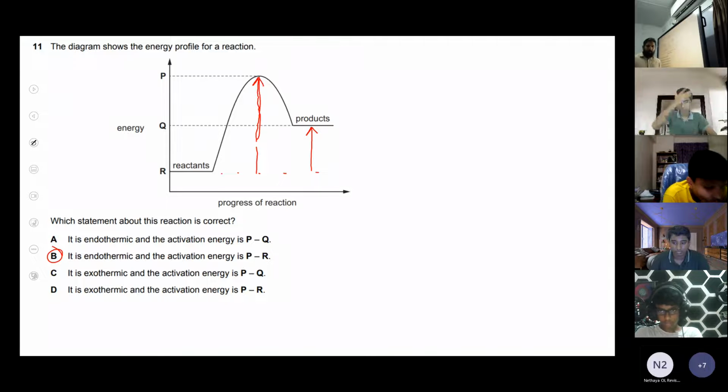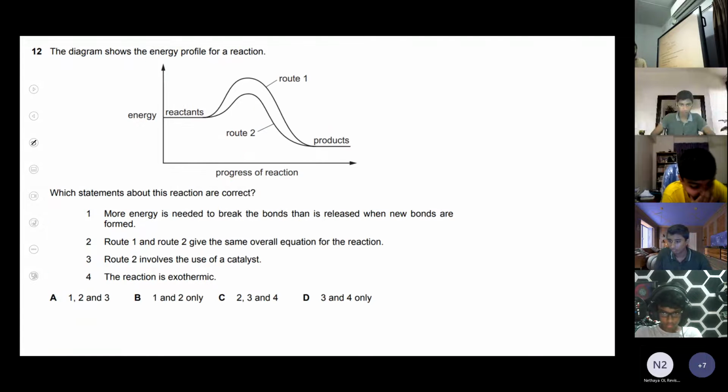Nitin, I think you are okay with that, huh? Don't learn hard stuff like that. Activation energies P and R, they will change the next day, right? All right, next question. Are we doing the paper at a correct pace? Yes. All right.